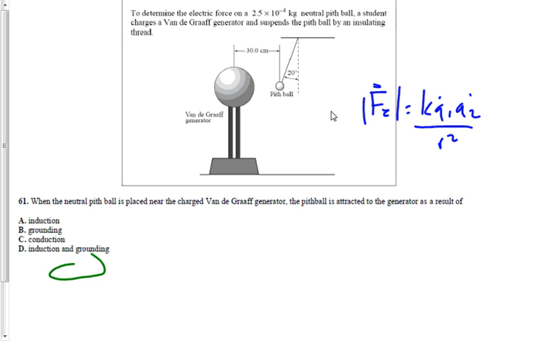This only works when you have charges anyways. That equation doesn't work if you have a neutral object. Okay, you've got to have two charges. So that's not going to work if you have a neutral pith ball. It's just not going to work.